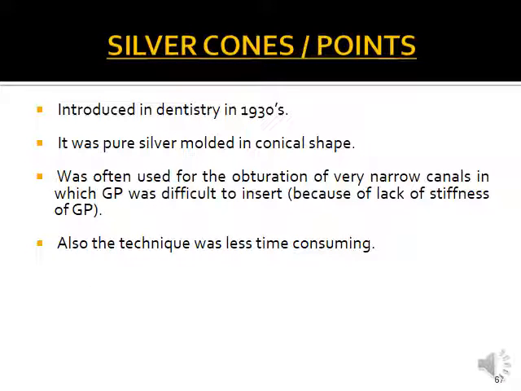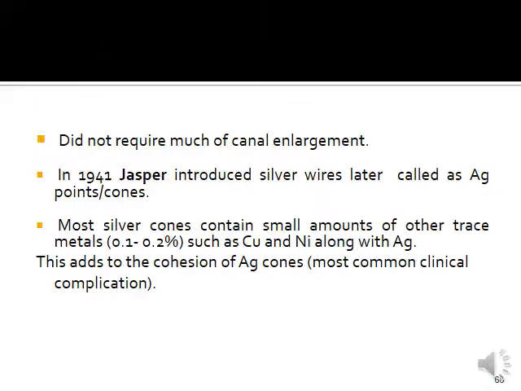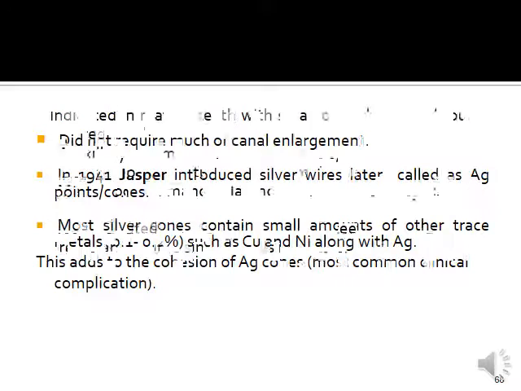Silver cones or points. Introduced in the 1930s, it was pure silver molded in a conical shape, often used for obturation of very narrow canals in which GP was difficult to insert because of lack of stiffness of GP. Also, the technique was less time consuming and did not require much canal enlargement. In 1941, Jasper introduced silver wires, later called silver point cones. Most silver cones contain a small amount of other trace metals, 0.1 to 0.2%, such as copper and nickel, along with silver. The addition of these leads to corrosion of silver cones, the most common clinical complication.